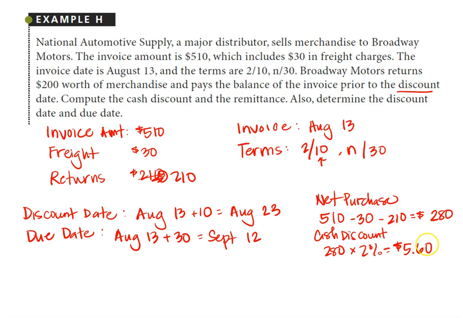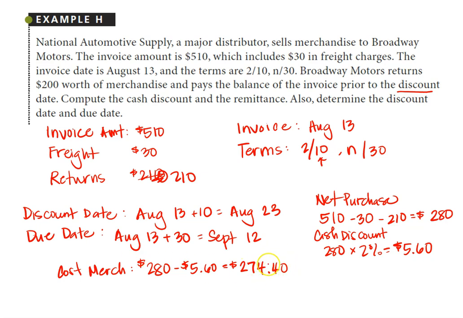So $5.60 is the cash discount. Now I'm going to calculate the cost of merchandise. And this is going to be the net purchase amount of $280 minus the cash discount amount of $5.60. And this gives me $274.40.